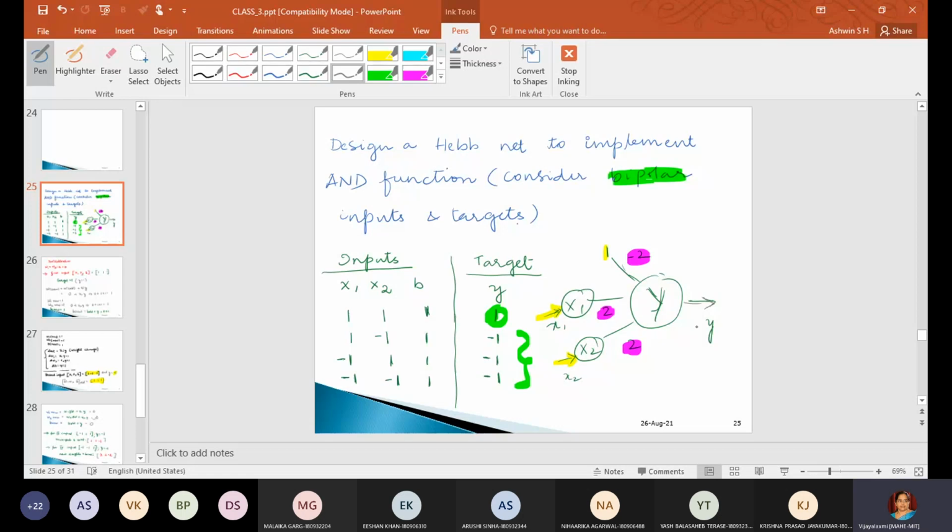Now I'll give you a homework. Just do it for the OR function. Considering bipolar inputs and targets, you do the entire process for the OR function and try to develop the Hebb network.